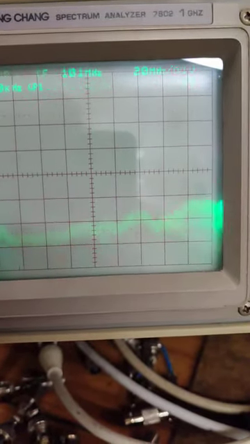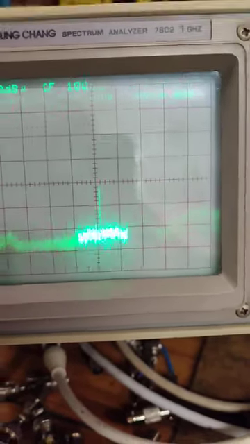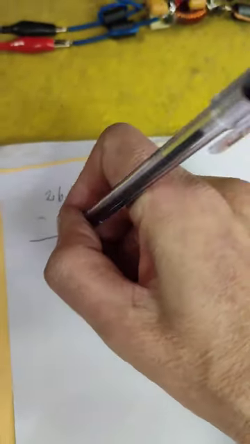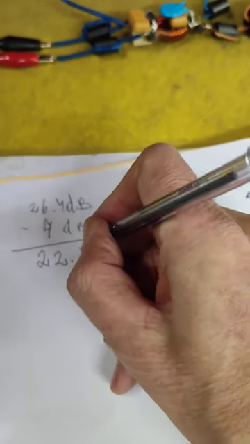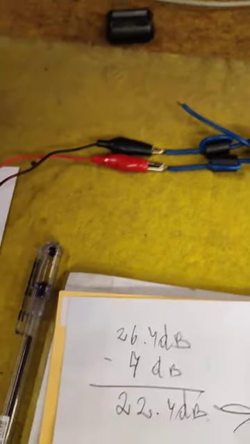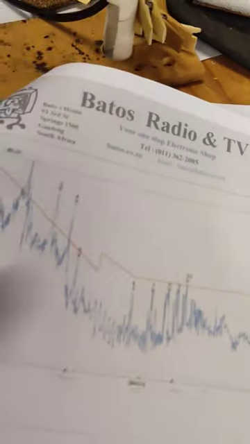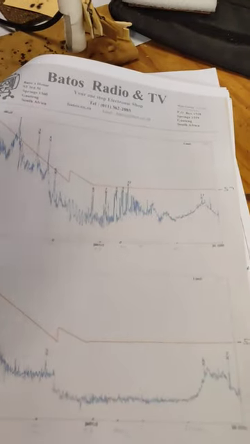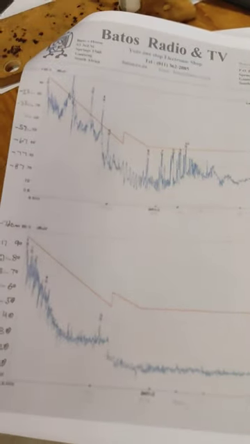So if we say 26 minus 4 dB, that gives us about 22.4 dB attenuation of the actual signal, which is quite good. And that should solve most of the problems and bring the noise below the reference line, which, as I said, authorities have come up with as guidelines for any sort of interference and problems.